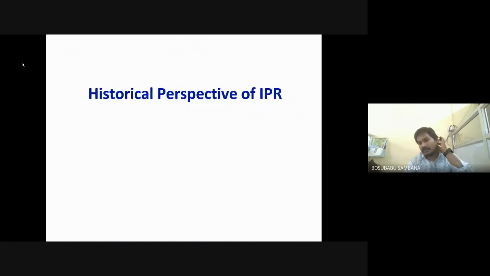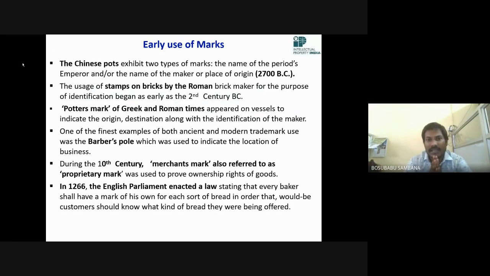And what is the historical perspective of IPR? Here, early use of marks, early use of signs, the Chinese parts. Everyone has seen these in Chinese movies like Kung Fu Panda 1, 2, 3 and others. The Chinese parts explicit two types of marks. First, the period of the emperor and the name of the mark or place of origin. And the second, the use of stamps on bricks by Roman brickmakers for the purpose of identification, which began in the early 2nd century BC.